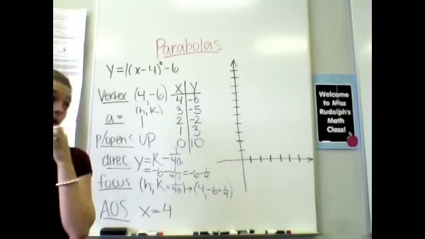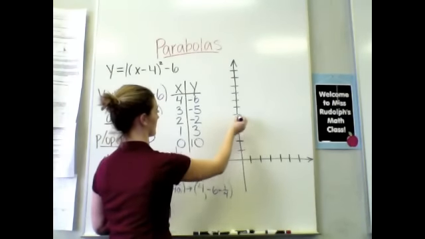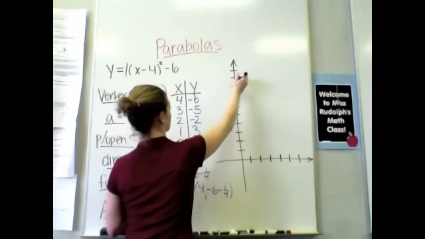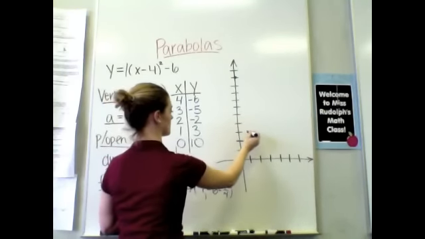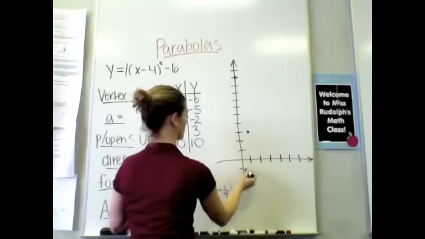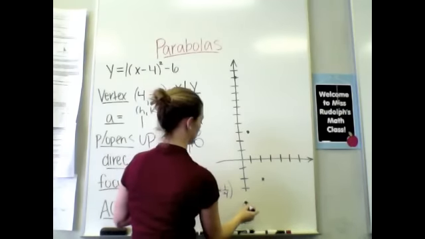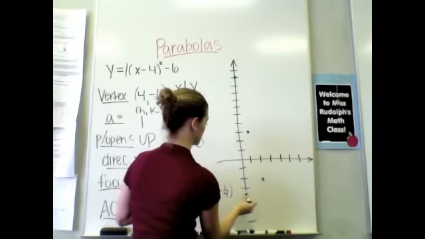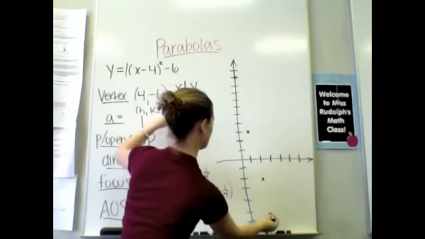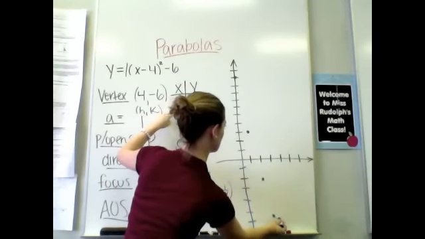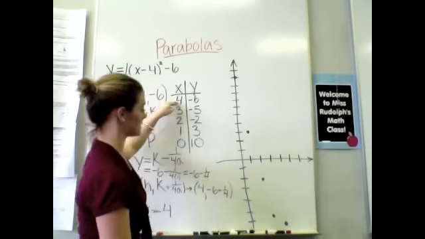Alright, I'm now able to plot my points. So 0 is at 10, 1, 2, 3, 4, 5, 6, 7, 8, 9, and 10. 1 is at 3, 1, 2, 3. 2 is at negative 2, and we should plot these. 3 is at negative 5. And our vertex is at 4, negative 6.